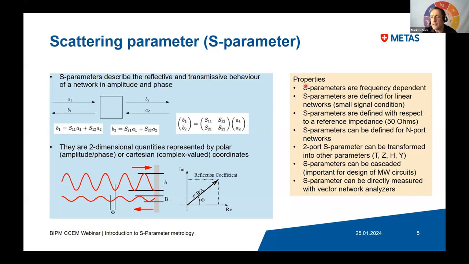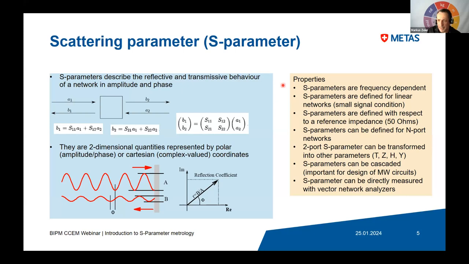Now, a few properties of S parameters. Obviously, they are frequency dependent. They are defined for linear networks, so that means it's for small signals. There is a whole different domain of nonlinear measurements. S parameters are not suitable there, but there are efforts to extend S parameters for nonlinear measurements. There's, for example, one proposal: X parameters, but I will not talk about those here.